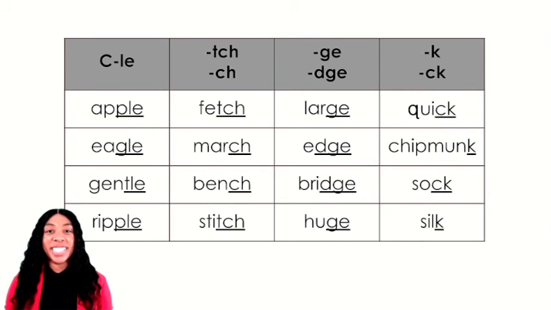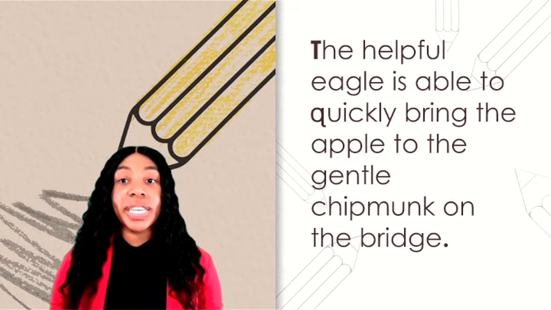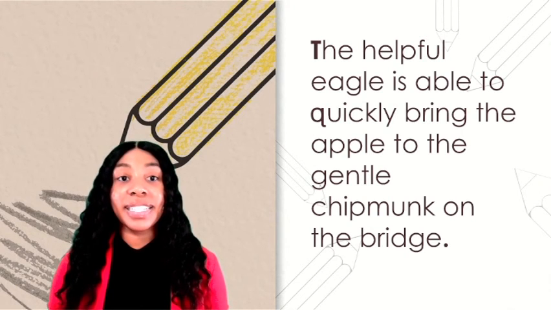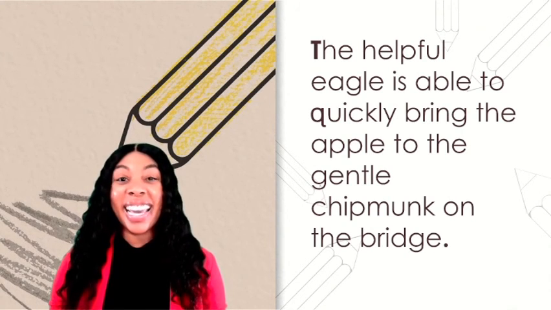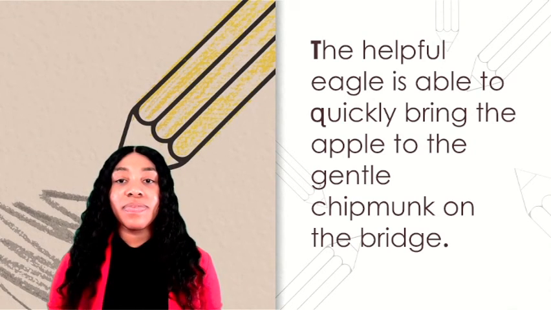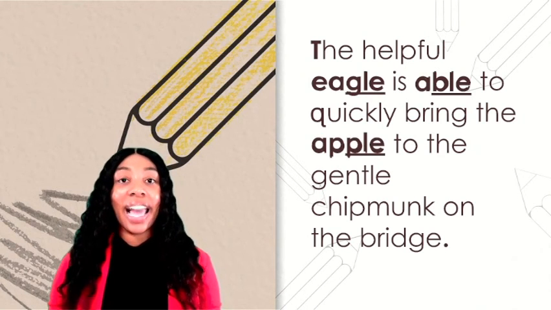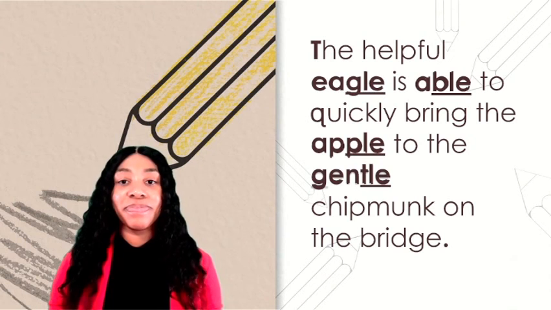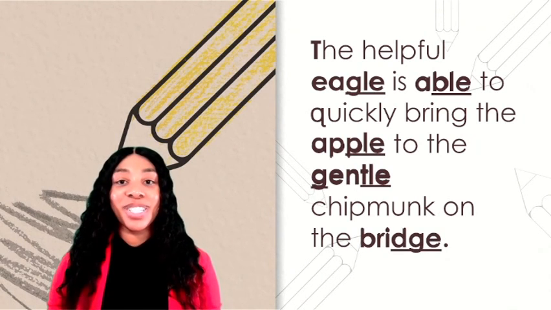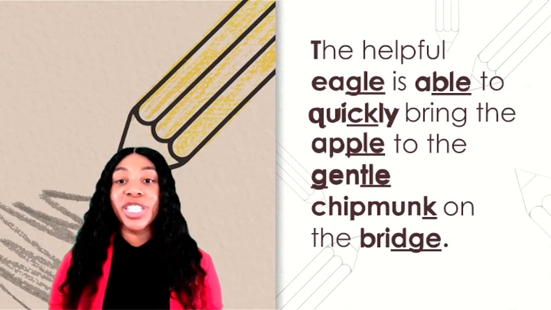All right, here's the silly sentence that I came up with. The helpful eagle is able to quickly bring the apple to the gentle chipmunk on the bridge. Do you see how I started my sentence with an uppercase T and had a period at the end? Here are some words that I used from the list. Eagle, able, apple, gentle, bridge, quickly, chipmunk.